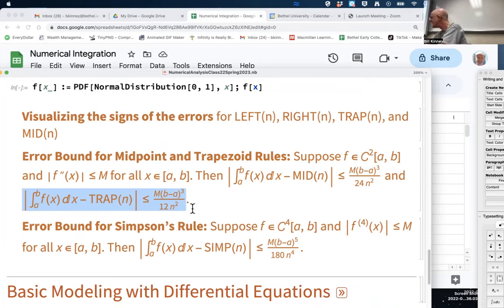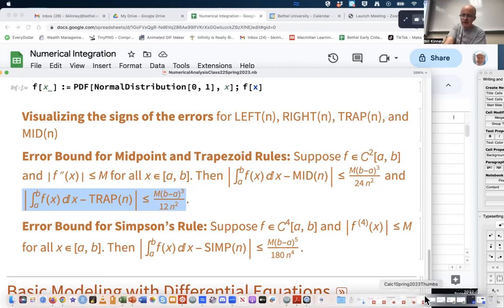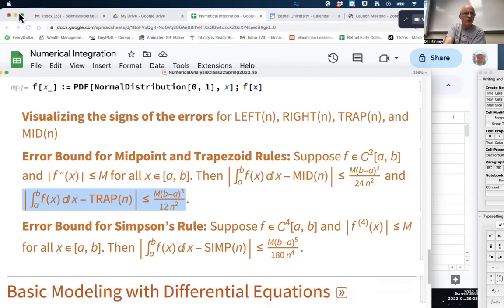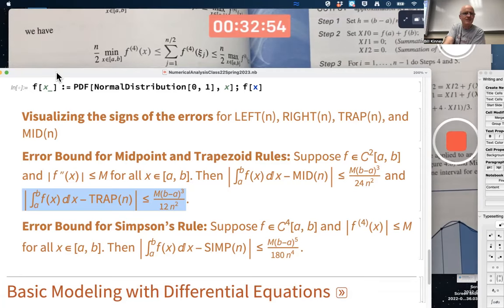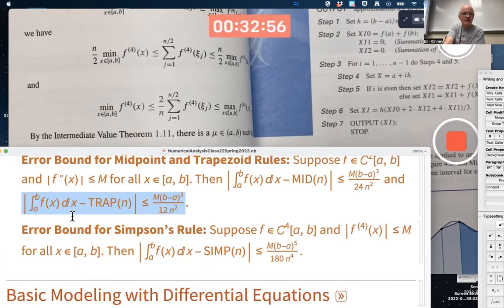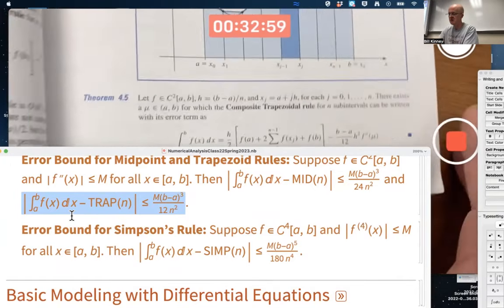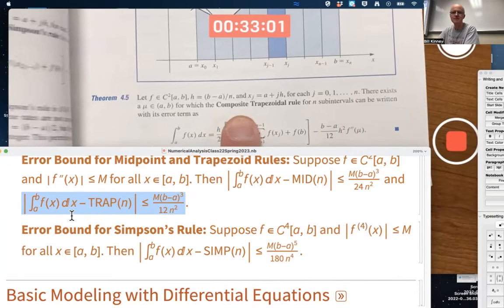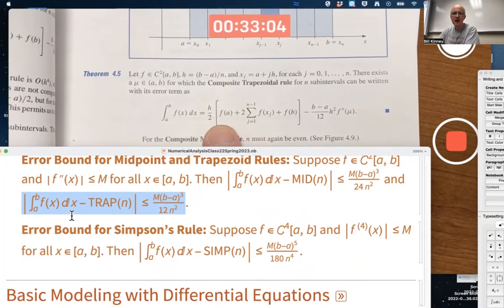Is it in the book? Yes, it is. Though it doesn't quite look the same in the book. It's in section 4.4. Oh, where'd my, there it is. So in the book, the error term for composite trapezoid rule, there's our summation times h over 2. Here's our error term. It doesn't look the same, does it?